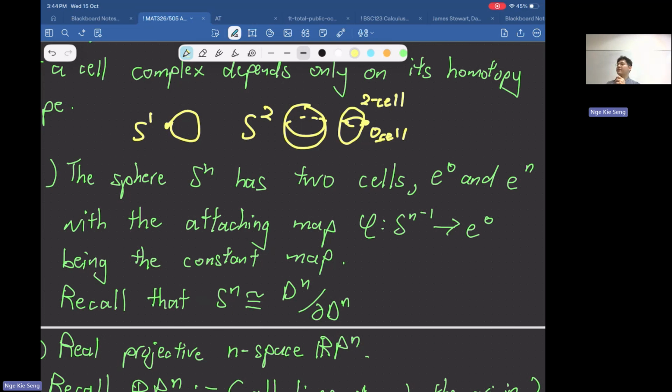In general, you can do that for Sn. You need a 0 cell with an n cell, where you identify the boundary of the n cell. Once you identify it, you need a point to glue it, so you need the 0 cell. How do we know that? Because Sn actually is Dn quotient by the boundary of Dn.